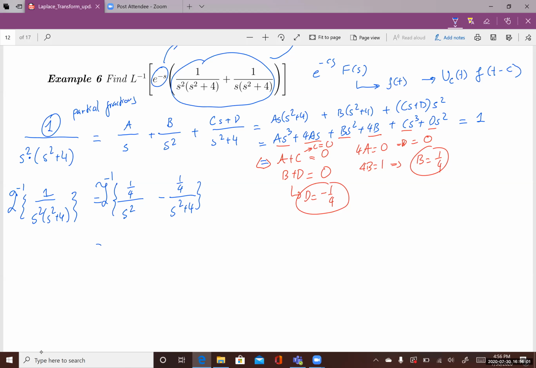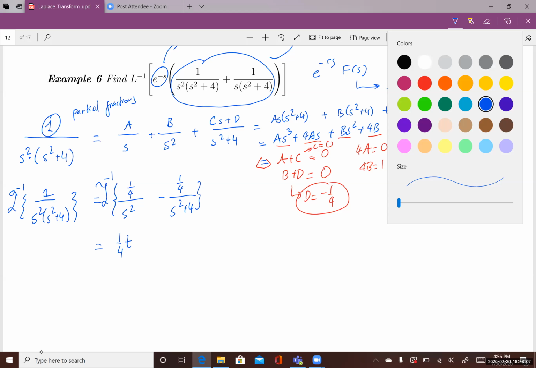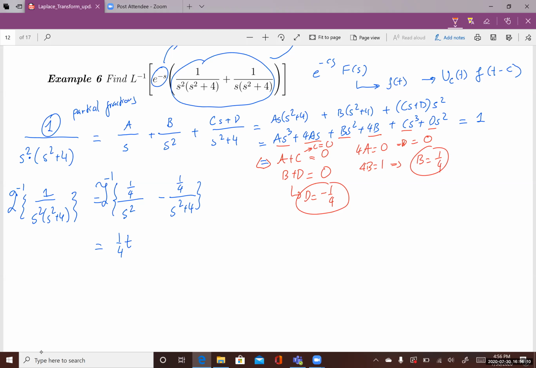One over s squared is t, so 1 over 4t. This is s squared plus 4, which reminds us of sine, right? Sine of 2t. This is because this is 2 squared, and you need to have 2 in the numerator, so you need to divide by 2. So you extract this to get sine 2t, and what's left over is 1 over 4 divided by 2, which is 1 over 8. So this is the inverse Laplace transform of this first fraction.